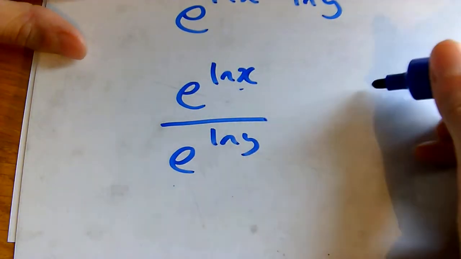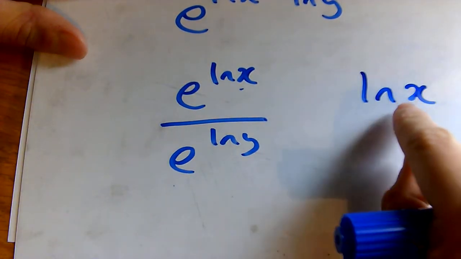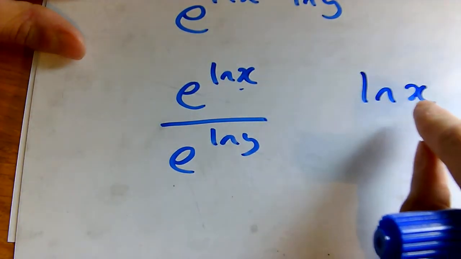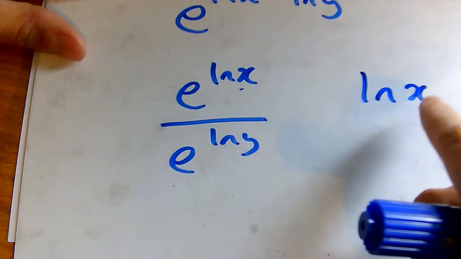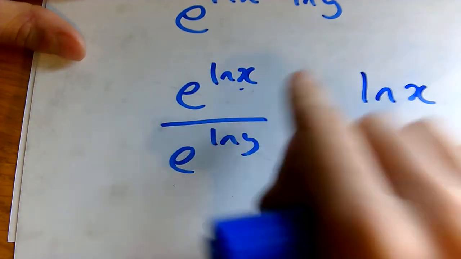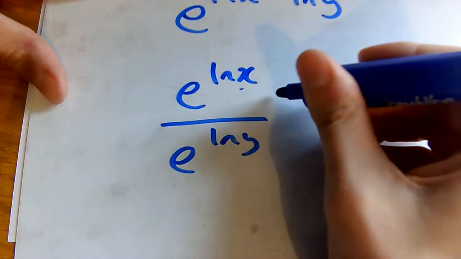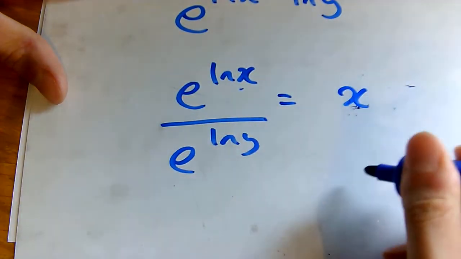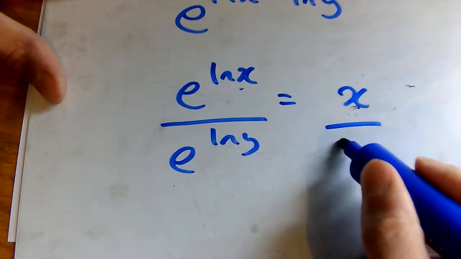Well, this whole thing, ln x, is saying, what number do you raise e by? What power of e do you want in order to get x? But that is the power of e here. So whatever that is, the value of that is going to be x. And the value of this one, in the same way, is going to be y.